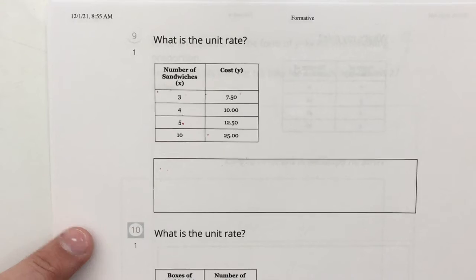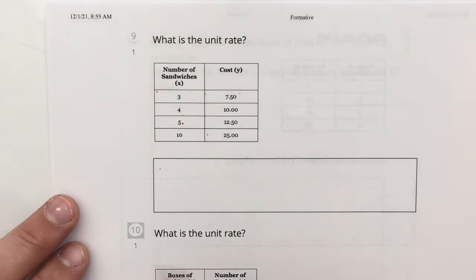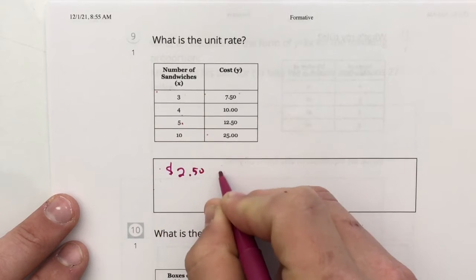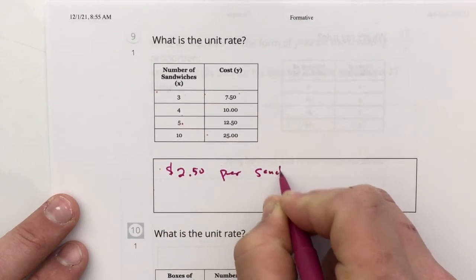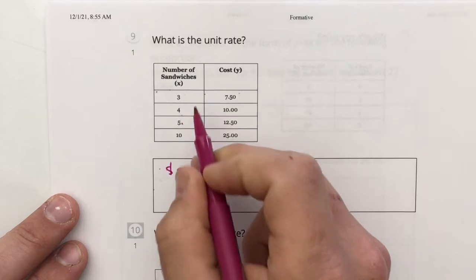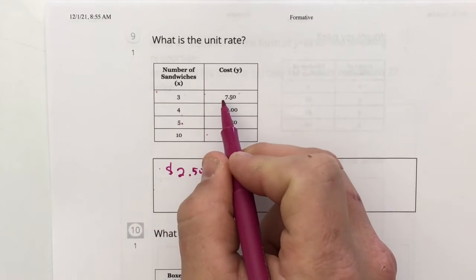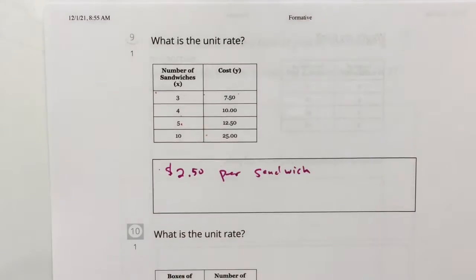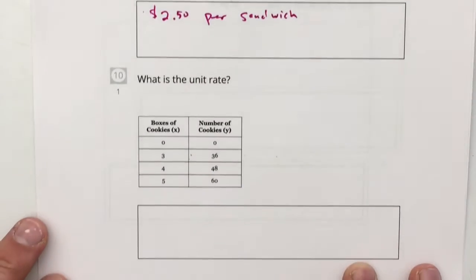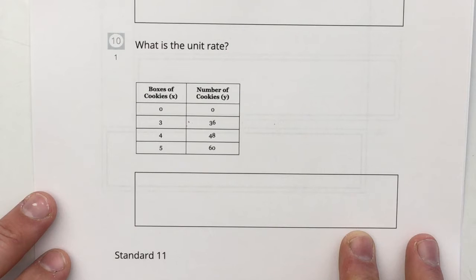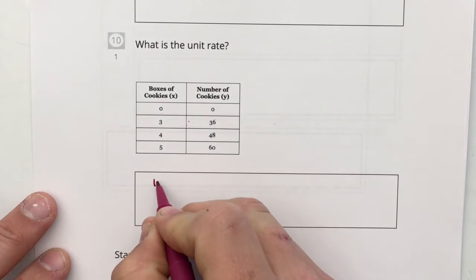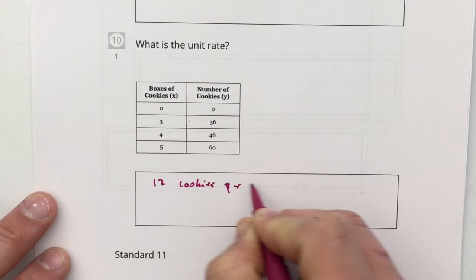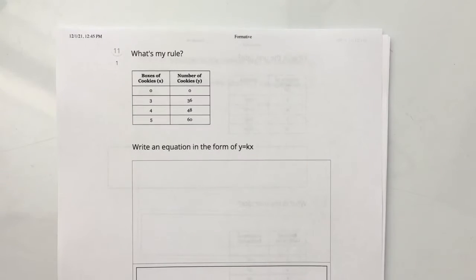All right, number 9. What is the unit rate? You guys did very well with this. It is $2.50 per sandwich, right? Because I multiply x by 2.50 to give me y. For all of those, it's consistent with all of them. What is the unit rate here? Well, it's 12 cookies per box.